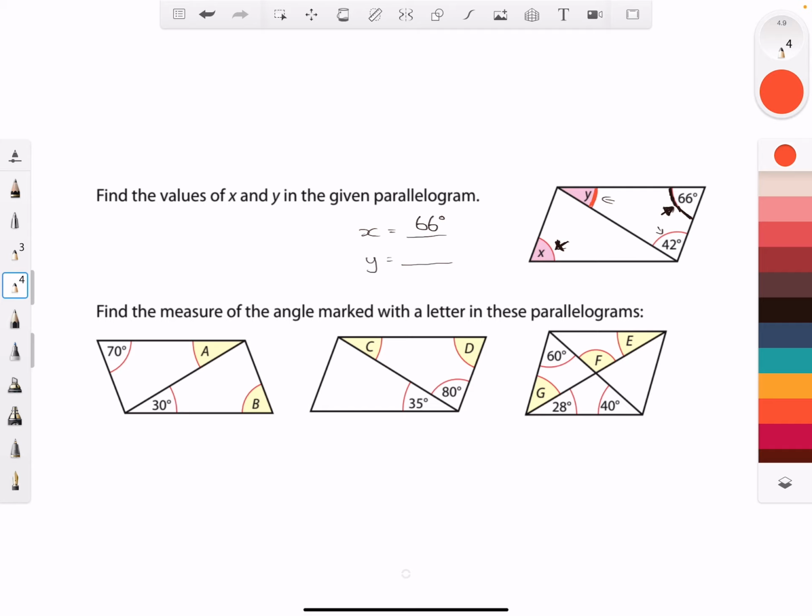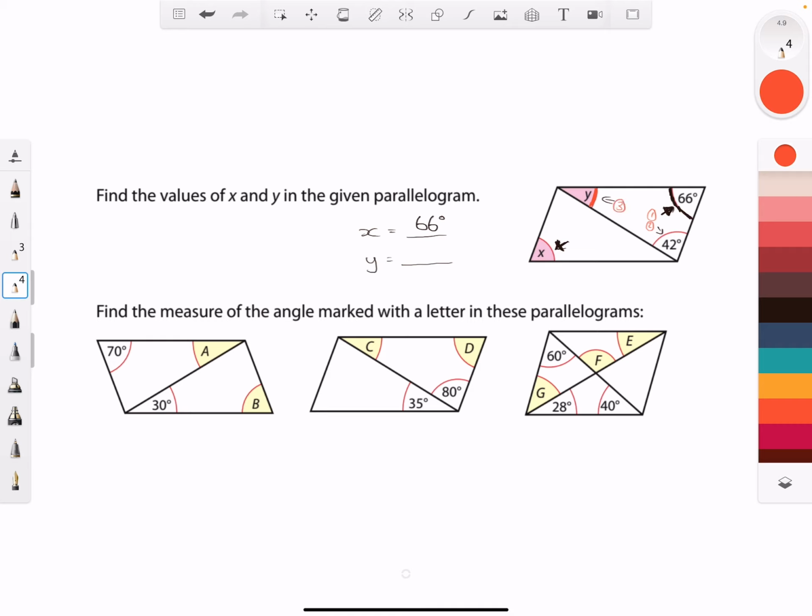Now, we know that 42 is across from it, but it's not exactly opposite. Even if you look at the angle, it doesn't look the same. We have to figure out, okay, what's y? It's not 42 because it's not exactly opposite. And what we do know is that this is a triangle inside of a quadrilateral. So we can see it's a triangle. And we can see that this is angle number 1, angle number 2, and angle number 3.